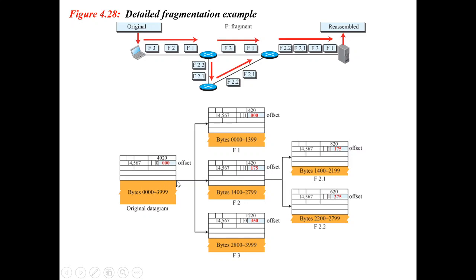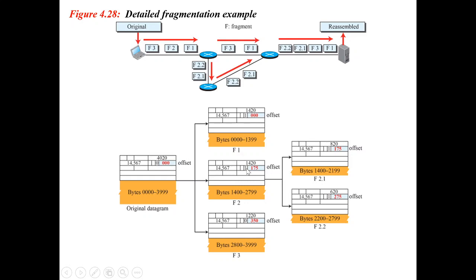Now this original datagram is fragmented into 3 fragments. This is the first fragment F1. This identification field is copied from the original datagram. Here M is 1. M means more, so 1 means that this is not the only or last datagram. There are more fragments. The offset value here shows 0. Here the bytes are from 0000 to 1399.